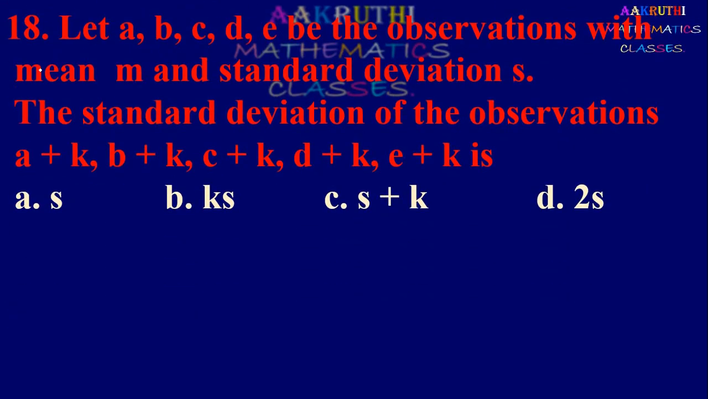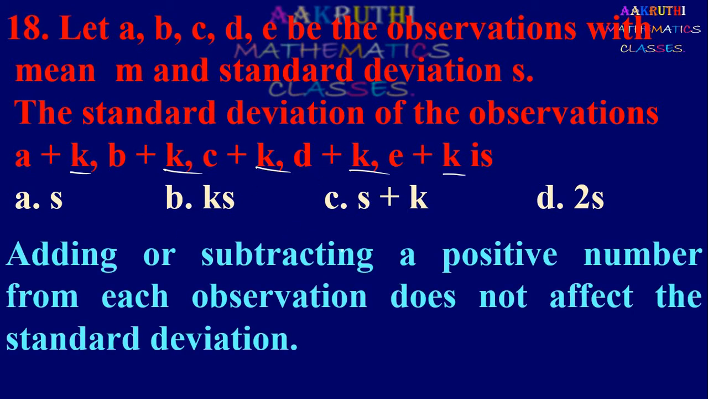Next question, question number 18. Let A, B, C, D and E be observations with mean m and standard deviation S. The standard deviation of the observations A plus k, B plus k, C plus k, D plus k, E plus k is. Now here also each observation is added by k. When we add or subtract any number, the standard deviation will not change. Adding or subtracting a positive number to each observation does not affect the standard deviation. Therefore the standard deviation remains the same, which is S only. So the correct option is option A.